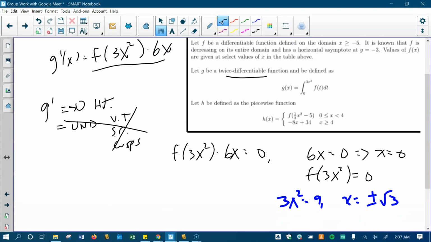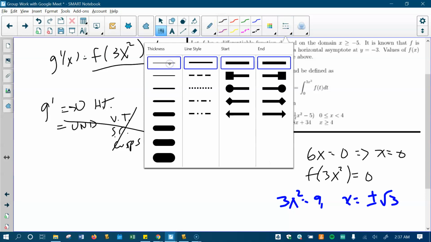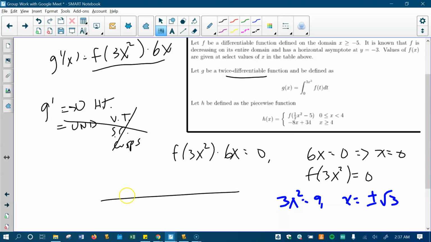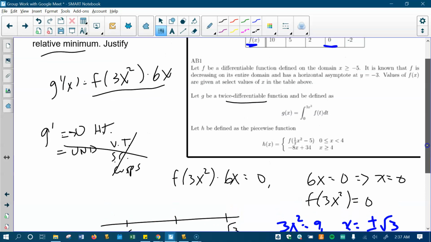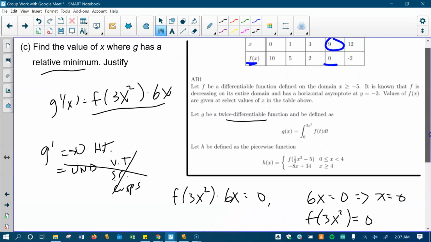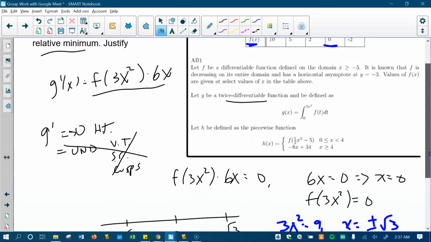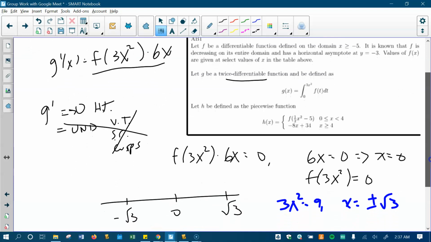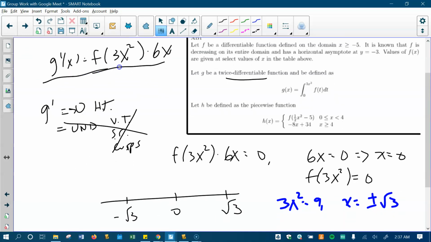So let's go ahead and get a line test going here. So here's a line test. We have negative root 3, we have 0, and we have root 3. And since g depends on f, and I'm looking at g prime rather, so I'm looking at this equation here. Since I want to see what g prime is doing, I'm going to plug in numbers that I can evaluate pretty easily.